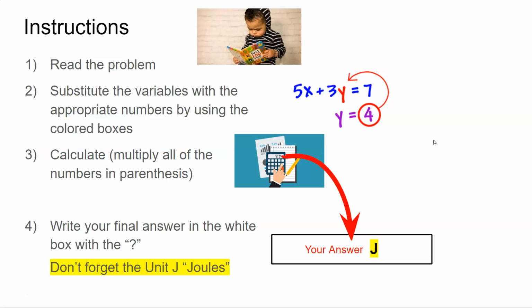So I'm going to model the first two examples for you, and then afterward, you will complete the rest. I will not do the calculations for any of these problems. You'll have to do the math.